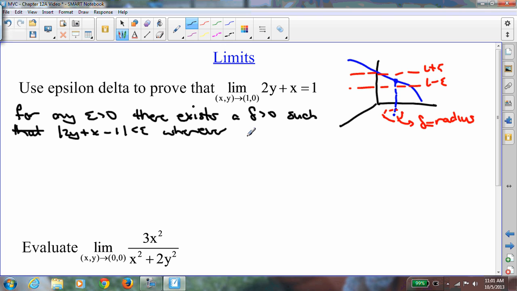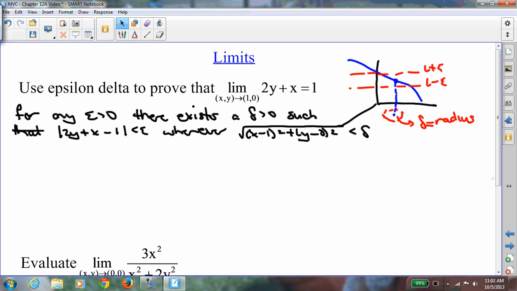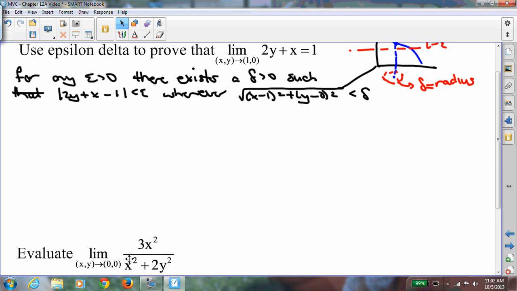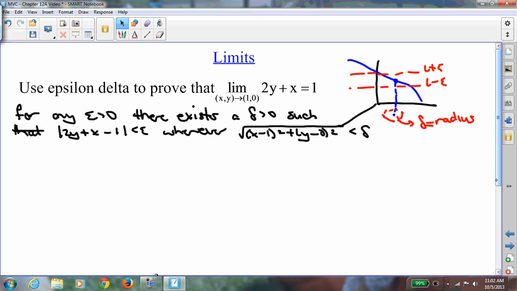Now, for distance, because I can't use absolute values, I have to use my distance formula in 2 dimensions, which would be the square root of x minus 1 squared plus y minus 0 squared is less than delta. So the idea here is, again, I have a radius around (1, 0), and as long as I stay within that radius, then my z values have to stay within so many units of 1, which is what my function is approaching. Now I actually want to do a proof with this, so you see how it works. This one's more complicated than what you would be expected to do on the quiz or the test, but I definitely want to show you how this works.